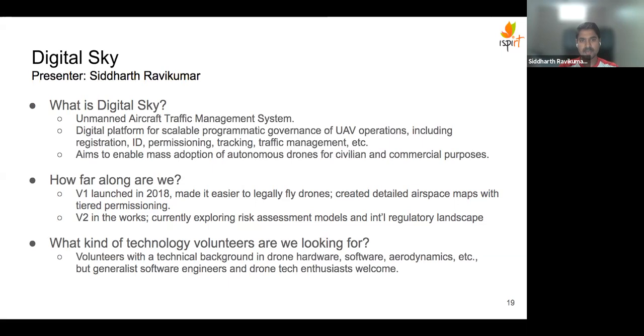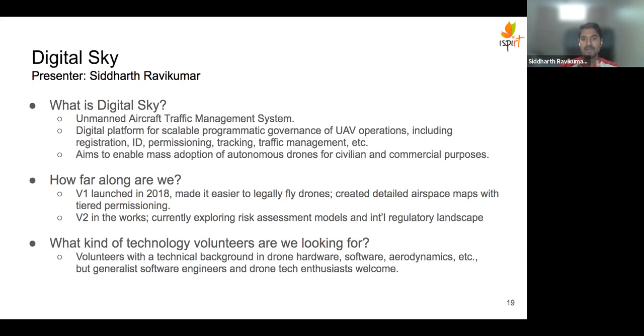So how far along are we? Version 1 of Digital Sky launched in 2018. It finally made it easy to legally fly drones. It also created a detailed airspace map for permissioning, with tiered zones of permissioning such as green, amber, and red zones. But right now we are working on putting out a V2. Currently we're exploring things like risk assessment, quantifying the amount of risk for a certain drone operation given a failure mode and so on, and also what the regulatory pathway is for us, and how we harmonize it and even get ahead of the rest of the world.